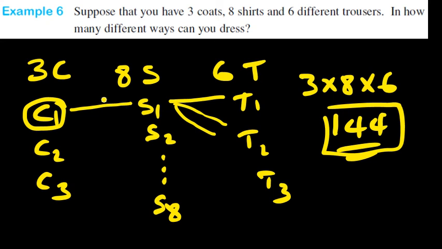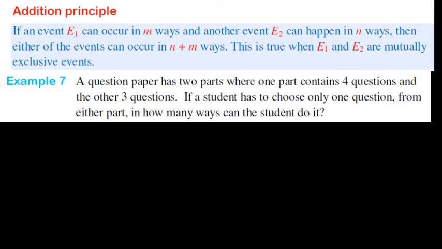So this is the principle of multiplication. The next one is the principle of addition, or addition principle. What does it say? If an event E1 can occur in m ways and another event E2 can happen in n ways, then either of the two events, remember here it says either of the two, means it's going to be just "or", either m or n, either event 1 or event 2. So we can find it by adding.